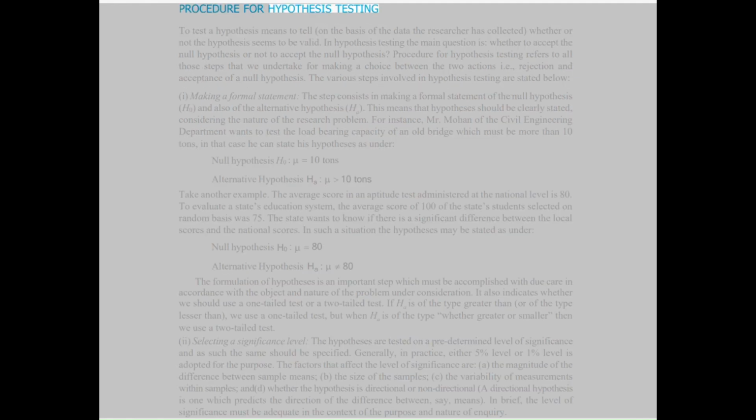Procedure for hypothesis testing. To test a hypothesis means to tell, on the basis of the data the researcher has collected, whether or not the hypothesis seems to be valid. In hypothesis testing, the main question is whether to accept the null hypothesis or not to accept the null hypothesis. Procedure for hypothesis testing refers to all those steps that we undertake for making a choice between the two actions, i.e., rejection and acceptance of a null hypothesis. The various steps involved in hypothesis testing are stated below.